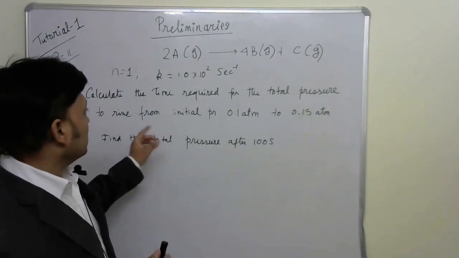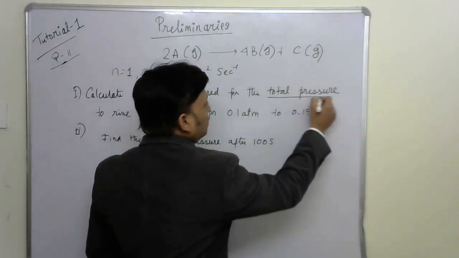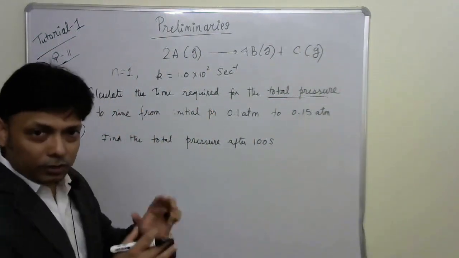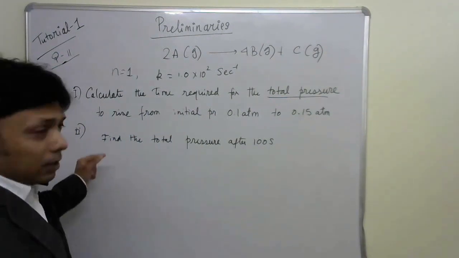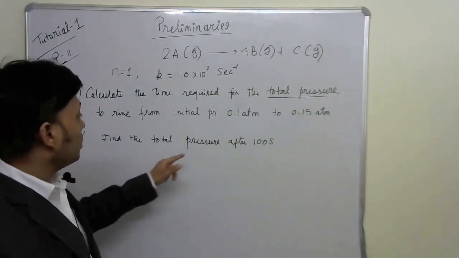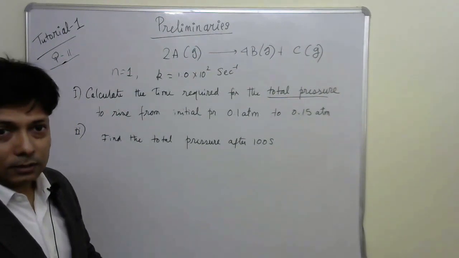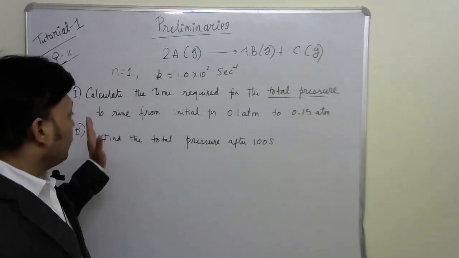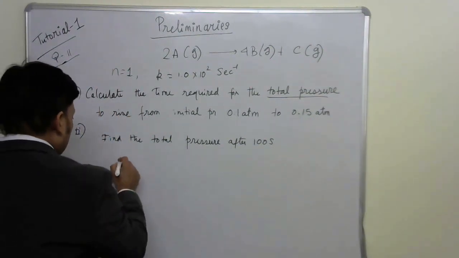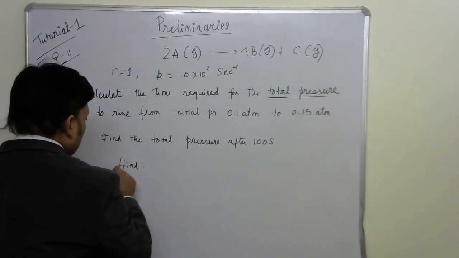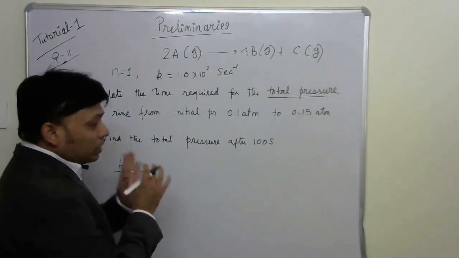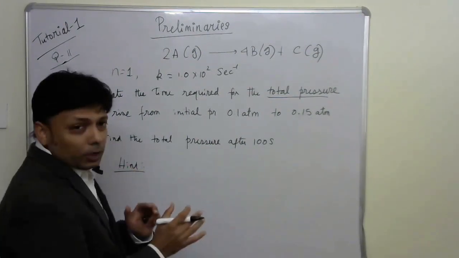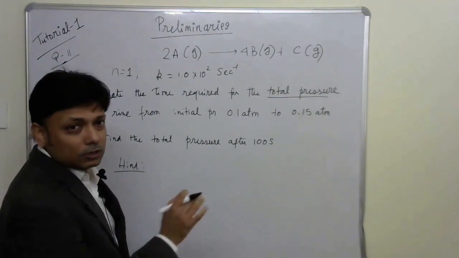So remember, the question is about the total pressure of the system containing A, and of course B and C, everything. And it has a second part. The second part says find the total pressure after 100 seconds. Okay, so the hint is, if you recognize that this is a first order reaction and the pressures can be treated as concentrations, then you can easily solve this problem.